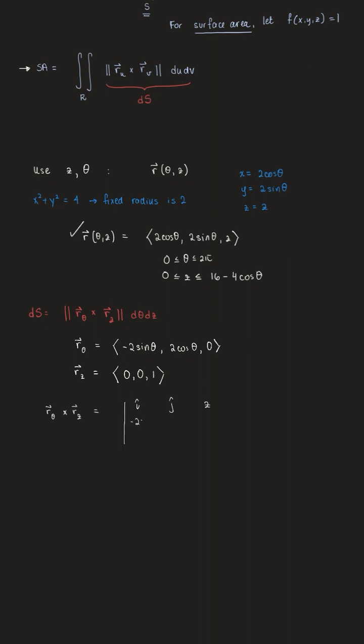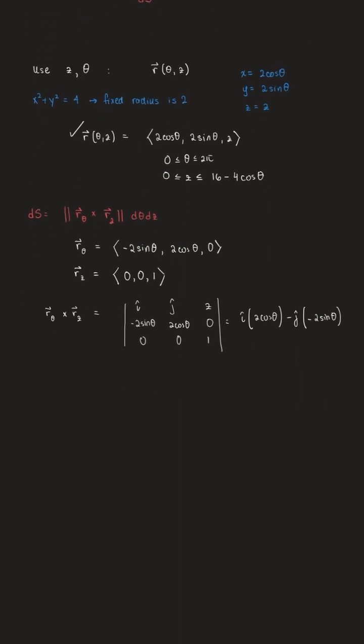So the cross product of these two partials will be, well, you might already see what that is, but let's go ahead and do it out. We have negative 2 sine theta, 2 cosine theta, and 0, and then 0, 0, 1. And that's going to give us, for the first component, 2 cosine theta minus 0. Then minus our second component, we're going to have a negative 2 sine theta. And we have no k component. That will just be 0. And I don't really need the vector itself, this normal vector, but we do need the magnitude. So let's go ahead and find the magnitude of this cross product.